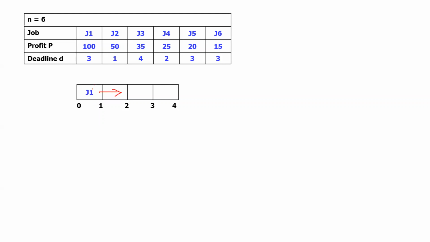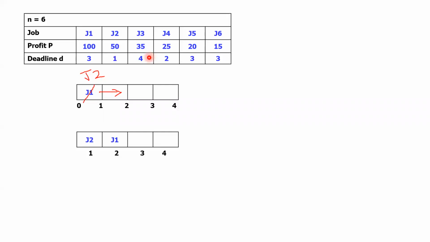Then this place will become empty. I'll schedule J2 here. Okay, so now the schedule will look like this. Now, the next job that I can schedule, I'll pick J3 because it's giving me the third highest profit, 35, and its deadline is 4.